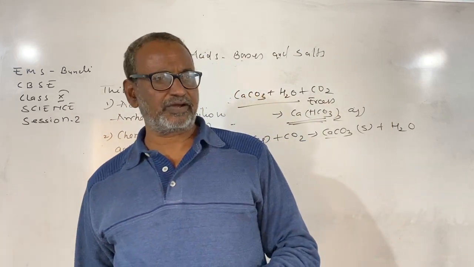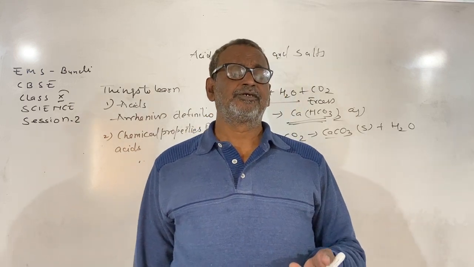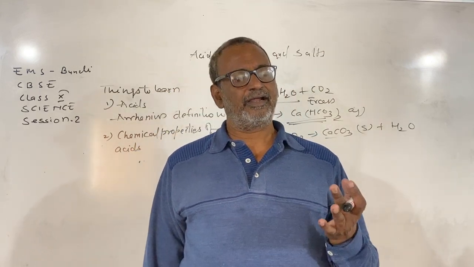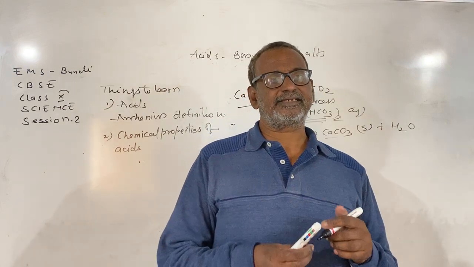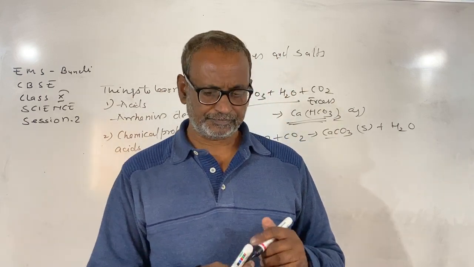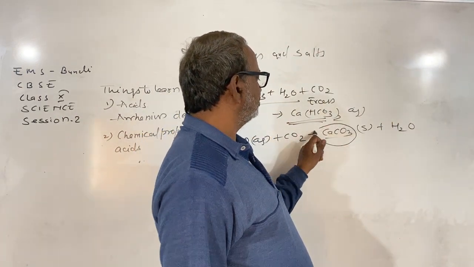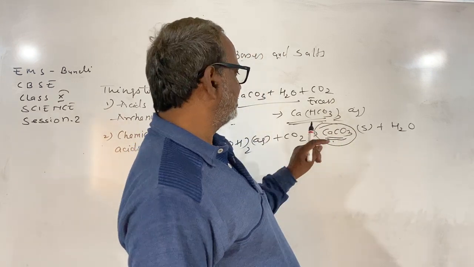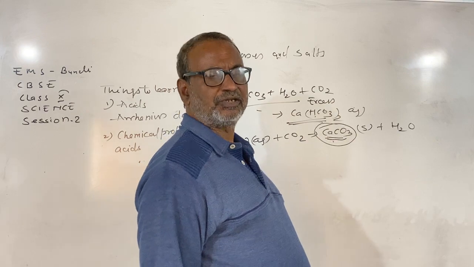So let us recall: carbonates and bicarbonates react with acids to liberate carbon dioxide gas. Carbon dioxide gas is a colorless and odorless gas. It can be detected by passing it through lime water, which turns milky. And what is this milkiness due to? This milkiness is due to the formation of insoluble calcium carbonate. However, this milkiness disappears when excess carbon dioxide is passed through the solution.